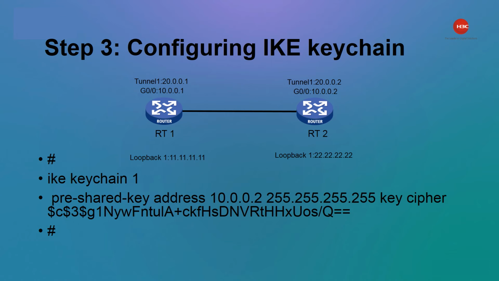The scope of use of the IKE keychain. Use the command match local address to limit the scope of use of the keychain. That is, the IKE keychain can only be used under the specified address or the address corresponding to the specified interface. We use the default configuration here, that is the IP address of the interface which applies the IPsec policy.